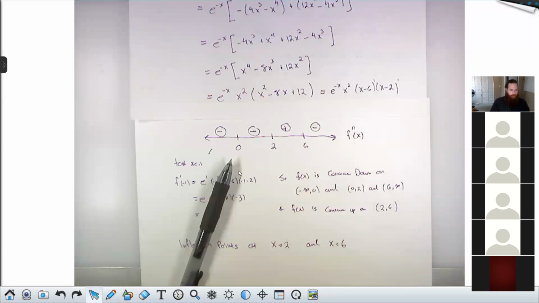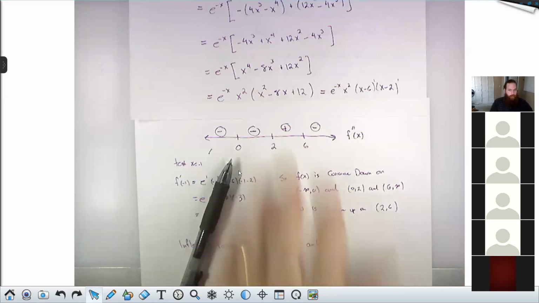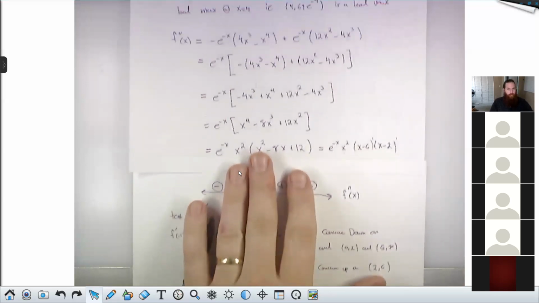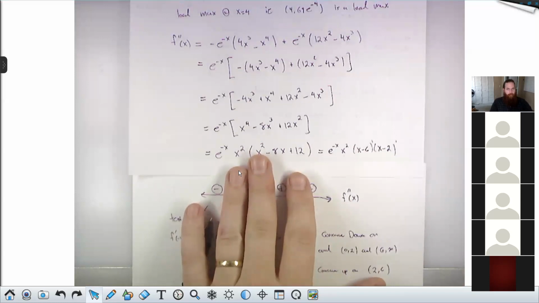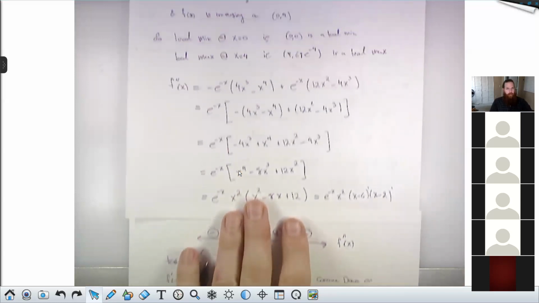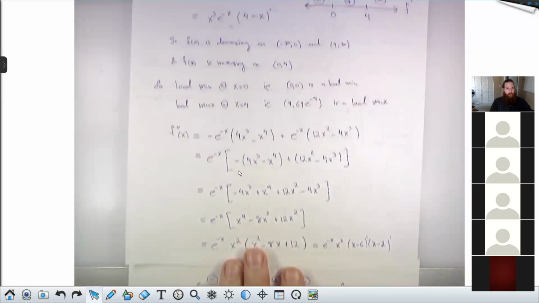I have a quick question back at the beginning where you had negative e to the negative x, where f prime is x cubed. Let's see.